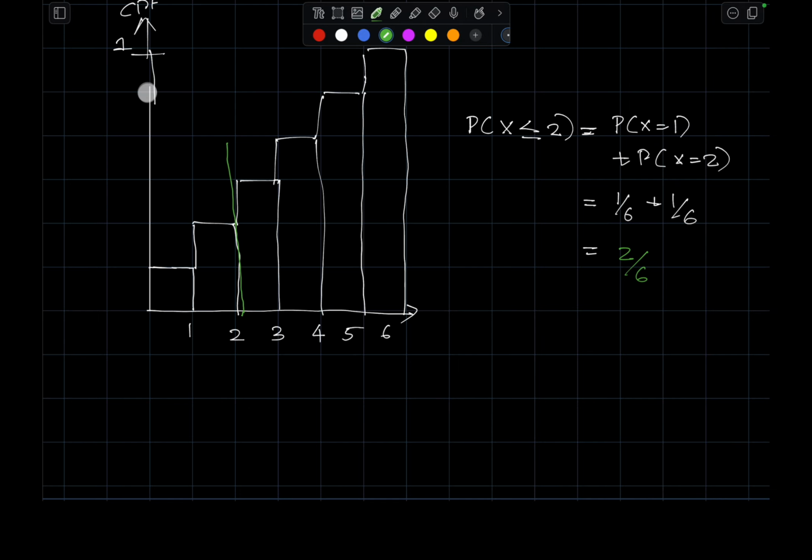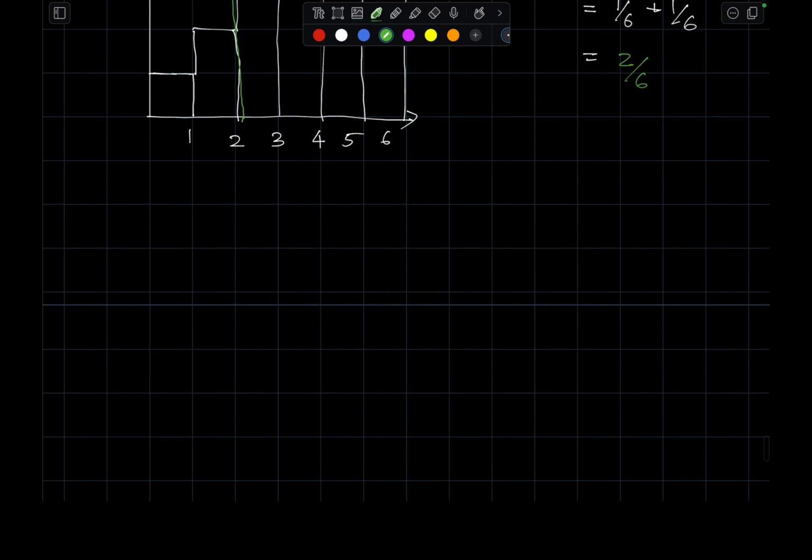And in case of probability density function, that is for continuous random variable, how is cumulative density function defined? Okay, let's check that as well.